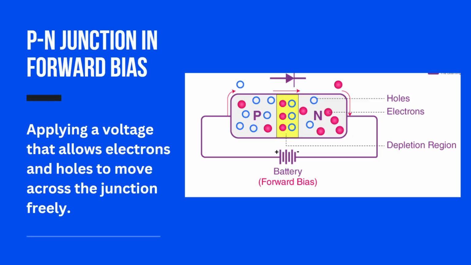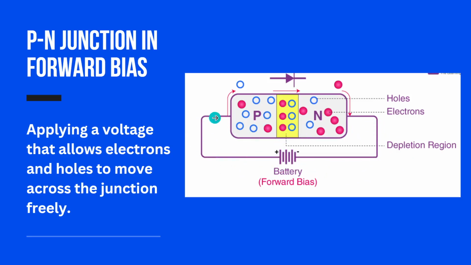So what is the forward bias? Forward biasing a p-n junction means applying a voltage that allows electrons and holes to move across the junction freely. We'll explore how this process affects electron flow and current. As you can see, forward biasing is when we connect, for example, the positive terminal of the battery to the p-type material and the negative terminal of the battery to the n-type material. So this junction is connected as forward bias.